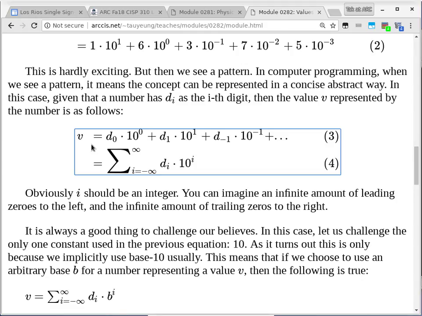So instead of the first line, which raises the question, what about D2? What about D-2? What about D3 and D-3? Instead of spelling out the individual terms, I'm using a sigma notation or summation notation. Is everybody familiar with the summation notation? If not, I can explain that.